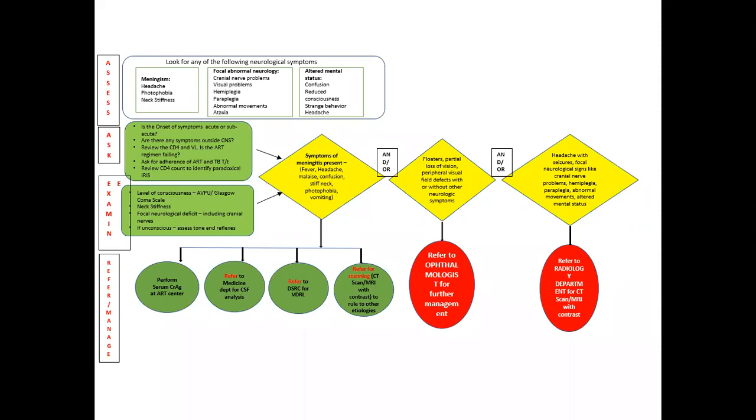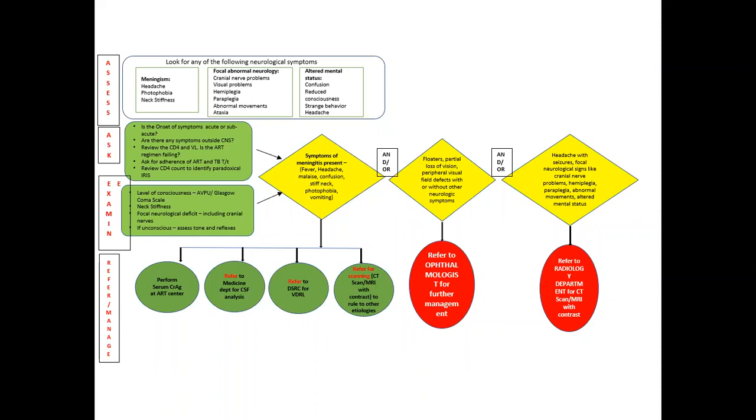Then you have the second box, which is about the patient presenting with floaters or partial loss of vision, peripheral visual field defects, etc. This is something which should come to your mind here. We are talking about cytomegalovirus or ocular tuberculosis. Ocular tuberculosis is quite rare, but cytomegalovirus is actually a hidden disease for a lot of Indian PLHIV because we don't have routine fundoscopy done as a screening. So that's something you should keep in mind.